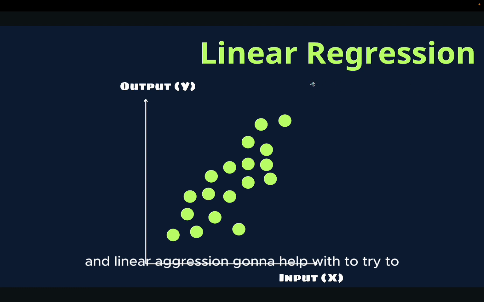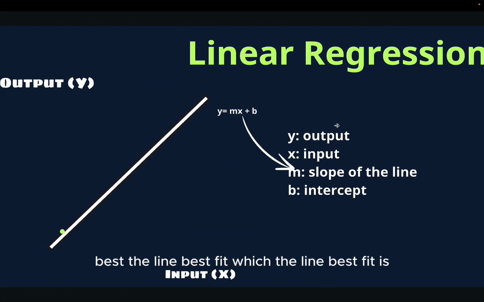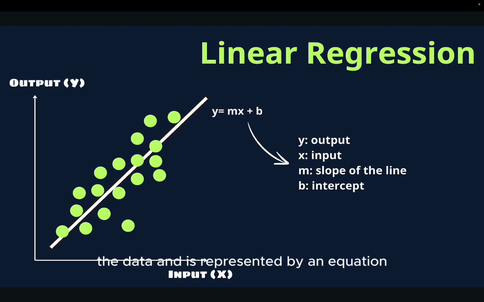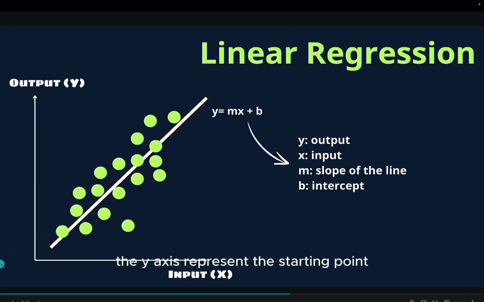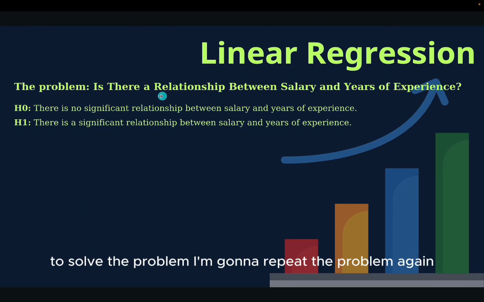Linear regression is going to help us find the line of best fit, which shows the trend of the data and is represented by an equation y = mx + b, where y is the output, x is the input, m is the slope, which tells us how much y is going to change for every unit change in x, and b is the intercept. The point where the line crosses the y-axis represents the starting point when x is equal to 0.